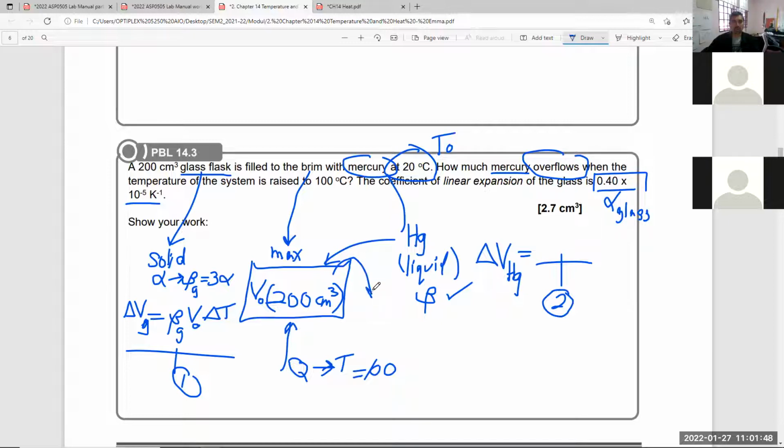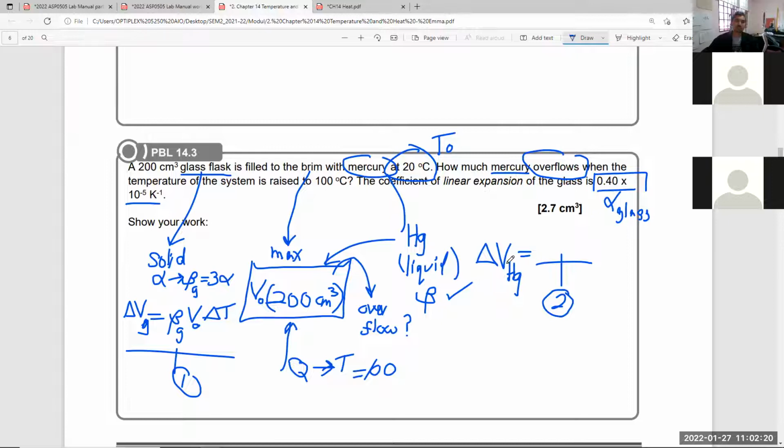Anybody can tell me why the mercury overflows? It will spill out. You understand overflow, right? It will get out. I mean that some mercury will come out from the glass. Why does it overflow?